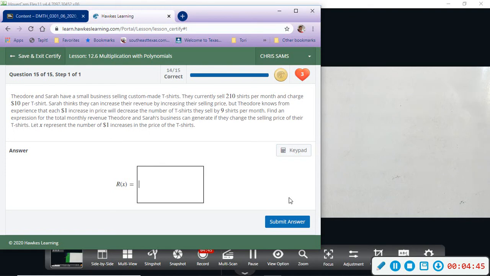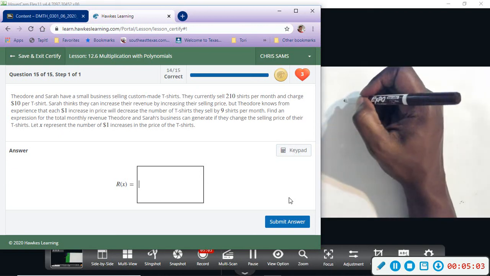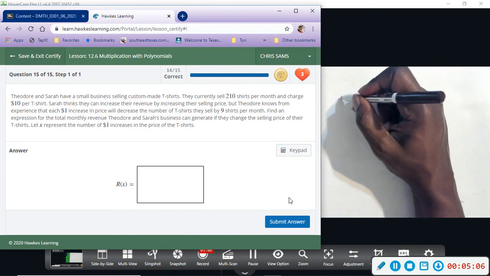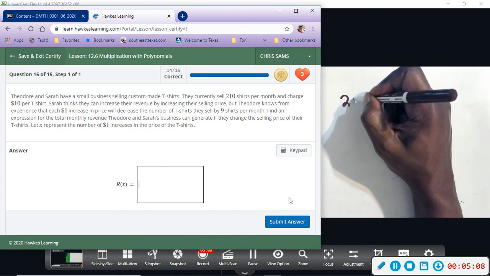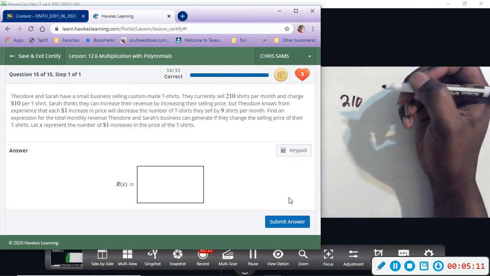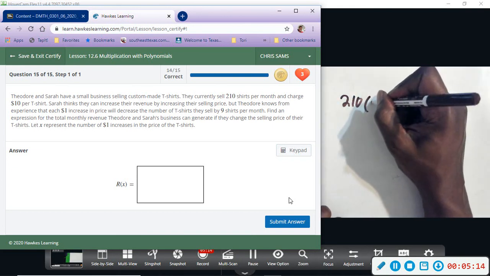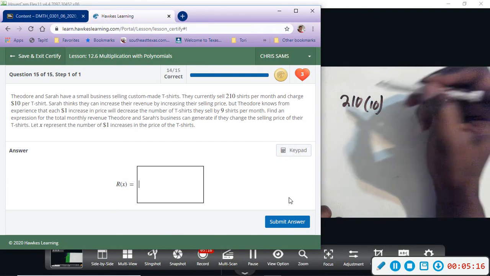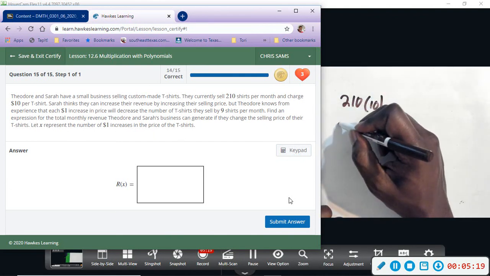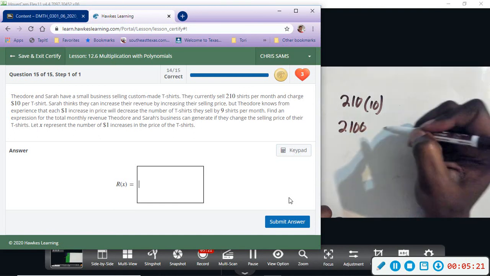Let X be the number of $1 increases in the t-shirt. So we want a revenue. So they currently sell 210 per month and charge $10 per shirt. So what their revenue is 210 times $10. This is what they do per month. So this will give us 2,100 selling shirts.